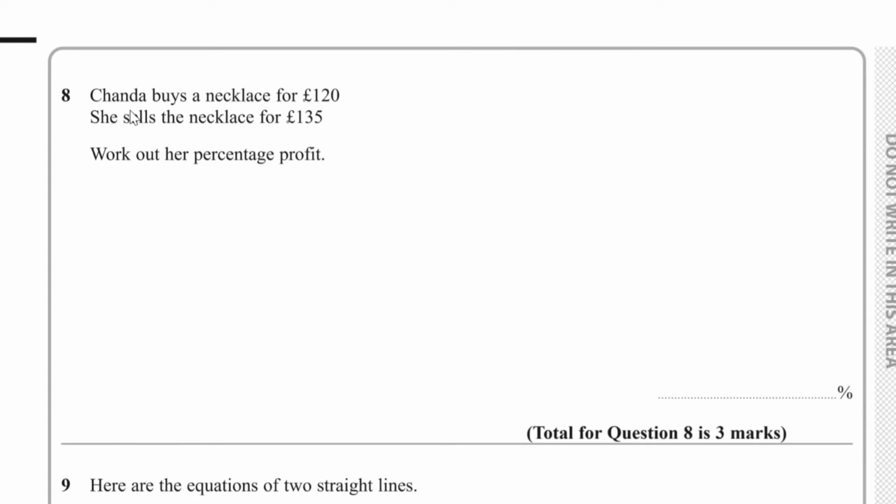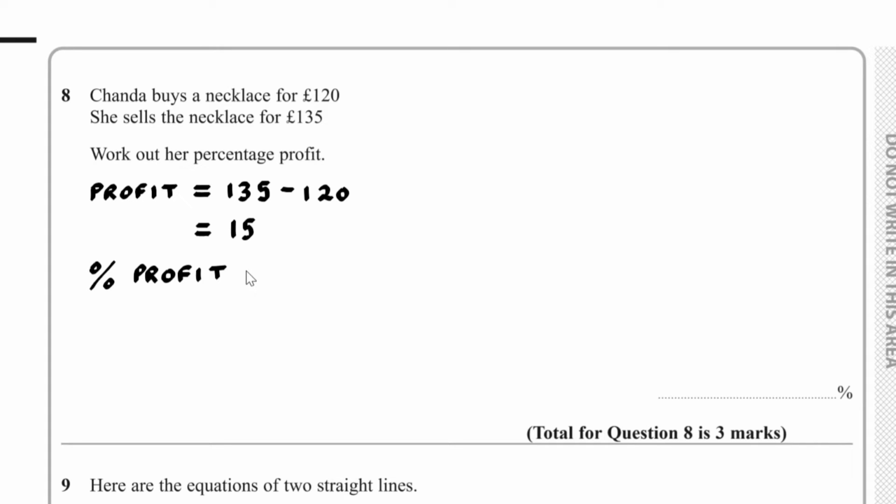Question number 8. Chanda buys a necklace for £120. She sells her necklace for £135. We have to work out her percentage profit. First of all, the profit is equal to 135 subtract 120. So it turns out her profit is equal to £15.